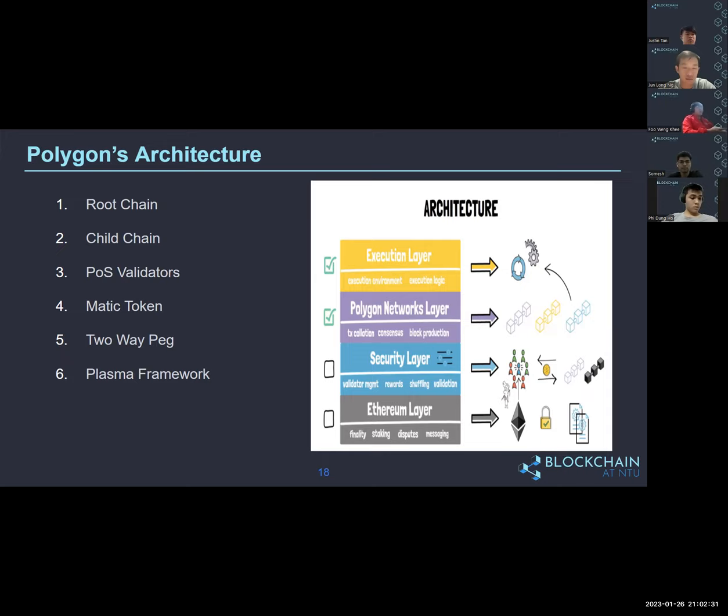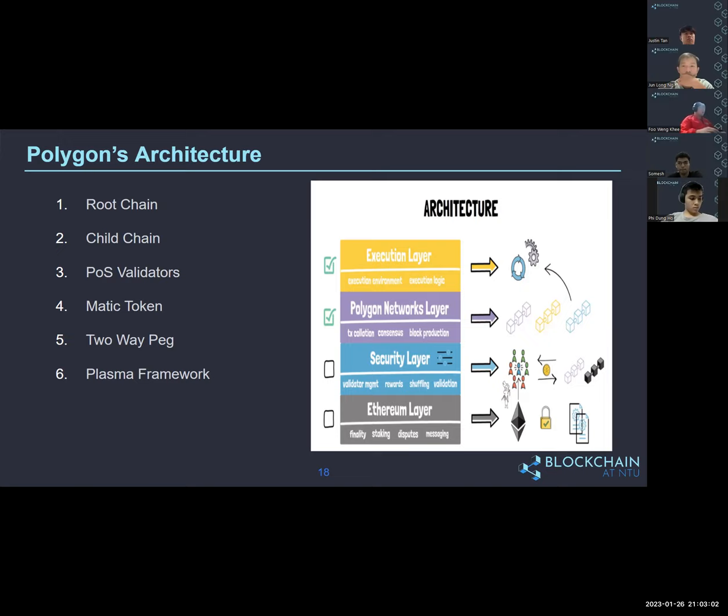This allows users to get the benefit of faster and cheaper transactions on the Polygon network while keeping their assets safe on the Ethereum main chain. Lastly is the Plasma framework. The Polygon network uses its own implementation of the Plasma framework, customized to work with the Ethereum network. This allows it to handle higher throughput, faster confirmations, and provide security guarantees.